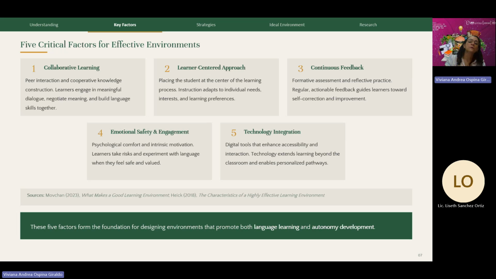Okay. First of all, collaborative learning. We know that when we interact with others, we engage in meaningful dialogue, and then we are able to build language together. Secondly, it's important that all those activities, those things that are done, are considered to be learner-centered, so that my student is the center of the learning process, and the classes, the activities, everything that I do is tailored for him.